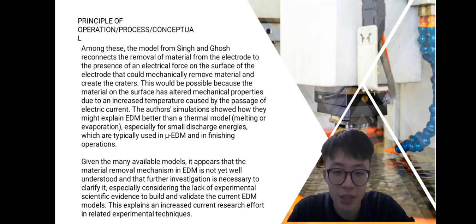Given the many available models, it appears that the material removal mechanism in EDM is not yet well understood and that further investigation is necessary to clarify it, especially considering the lack of experimental scientific evidence to build and validate the current EDM models. This explains an increased current research effort in related experimental techniques.